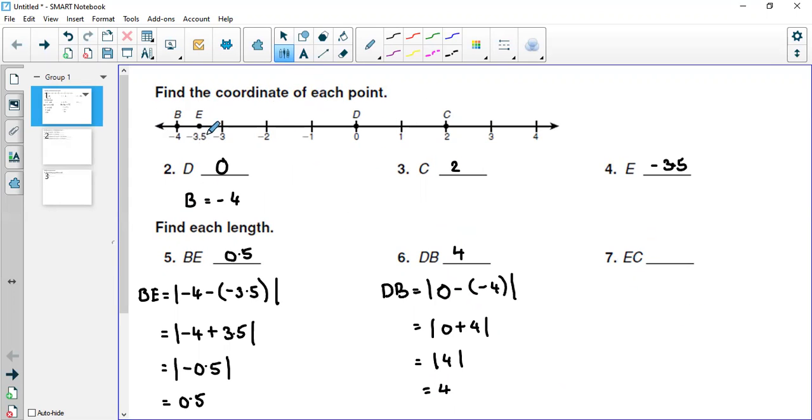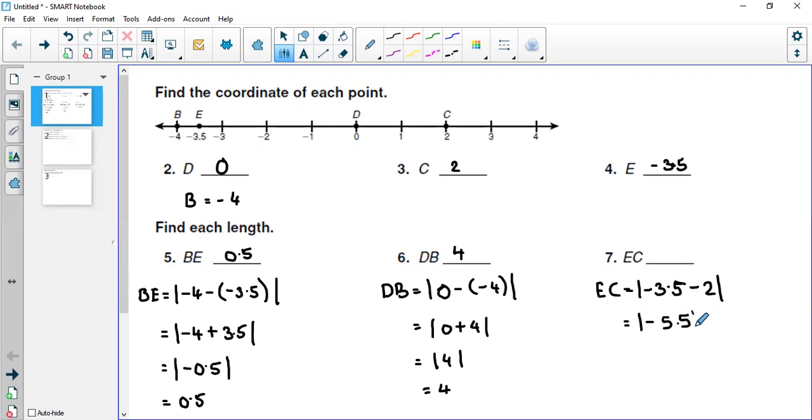Okay, EC, the distance between E and C. So let's write down EC equals absolute value. Inside we will write the value of E is -3.5 and C is 2. So let me put it in this form this time, -3.5 minus 2. Could make our life a lot easier. Okay, so -3.5 minus 2, both of them are negatives. So the rule is we keep the sign the same, but we add both the numbers. So 3.5 plus 2 will give me 5.5.